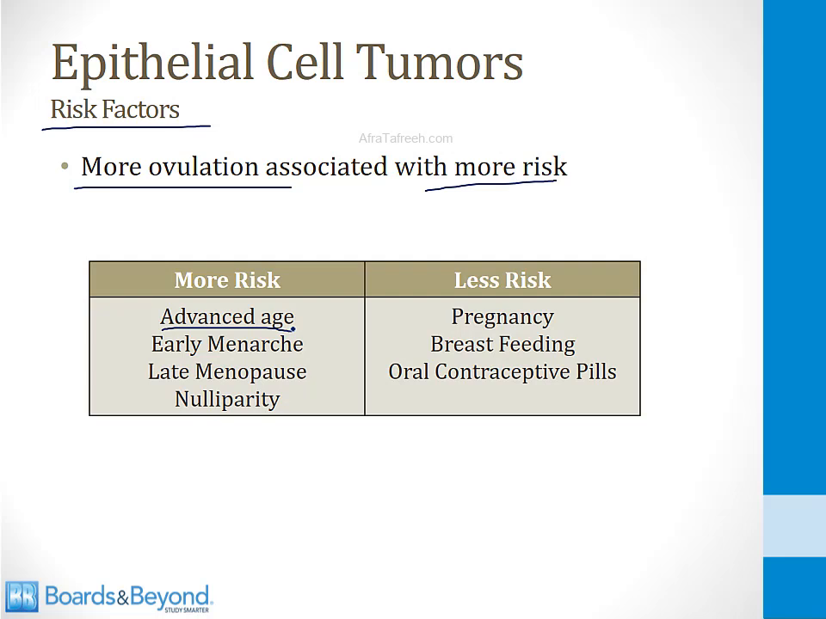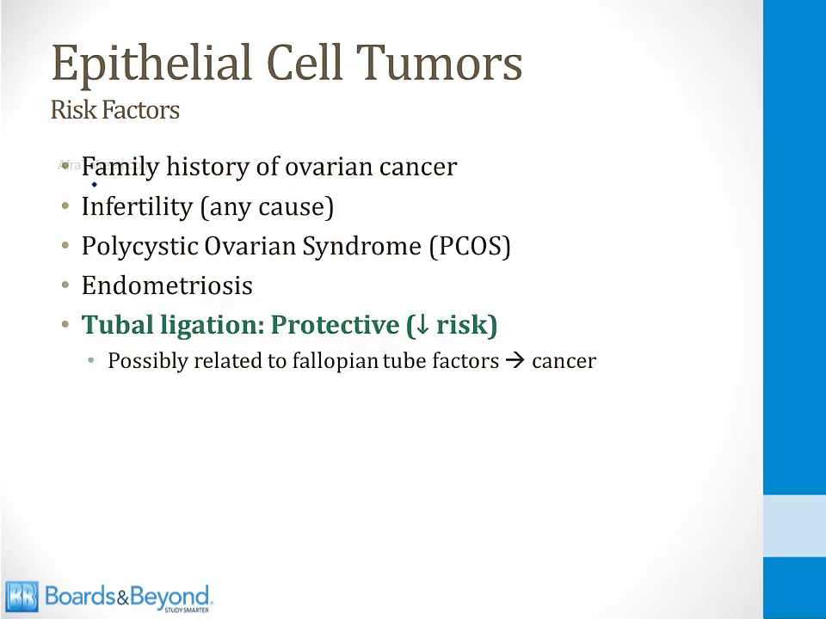So for example, women who are at an advanced age have obviously ovulated more throughout their life, and they are at greater risk. Women who have menarche at an early age or menopause at a late age have had more ovulation, and they are at more risk. And women who have never been pregnant are also at more risk. There's a lower risk among women who have been pregnant because while women are pregnant, they do not ovulate. There's also a lower risk among women who breastfeed because during breastfeeding, women don't ovulate. And then finally, women who take oral contraceptive pills do not ovulate, and that also puts them in a lower risk group. Some other risk factors are shown on this slide.